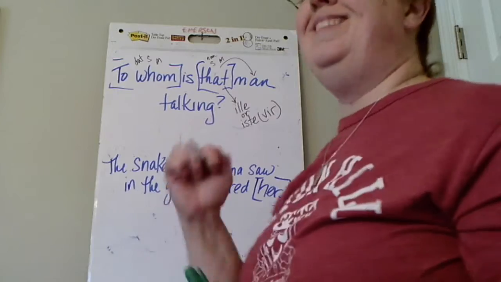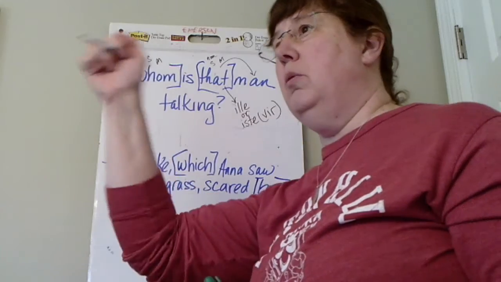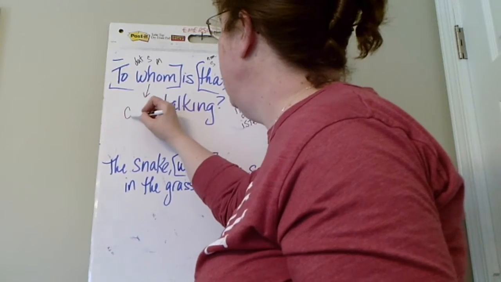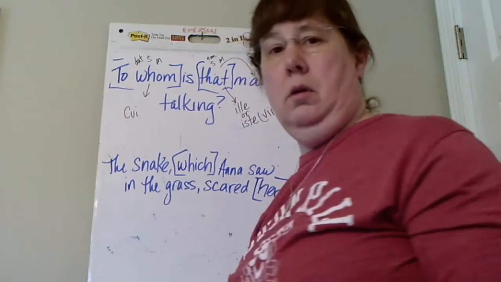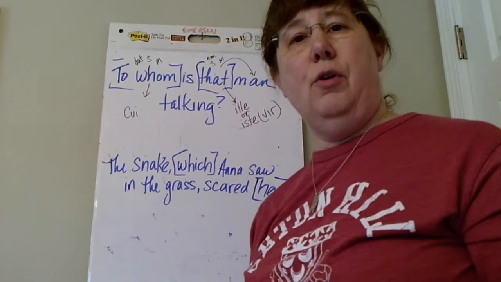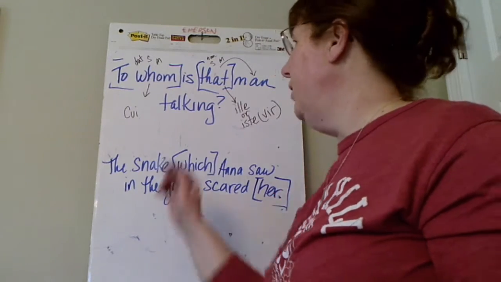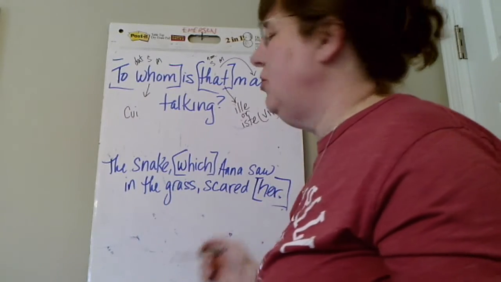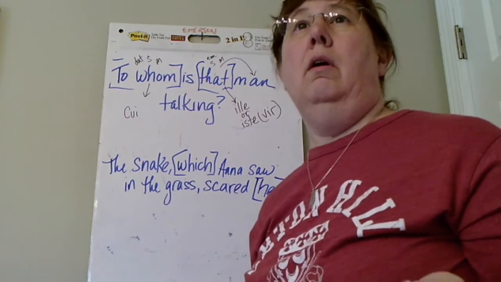Now, we want dative singular, which is going to be the third one down, masculine, qui. So this "to whom" is qui. Okay? And then the question is, well, do we need a yes or no sort of question word in the front? Well, it's not a yes or no question. You know, "to whom is that man talking" is not yes or no.